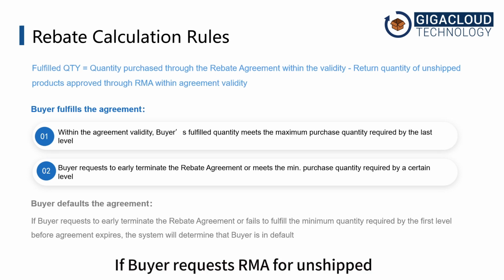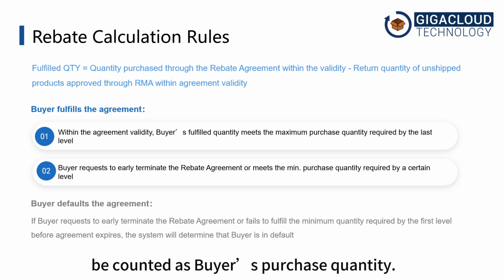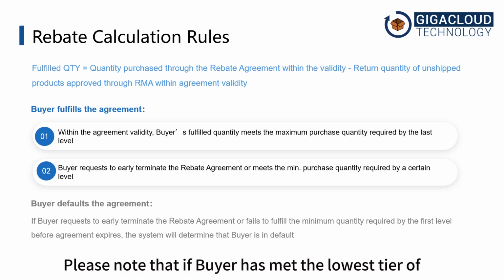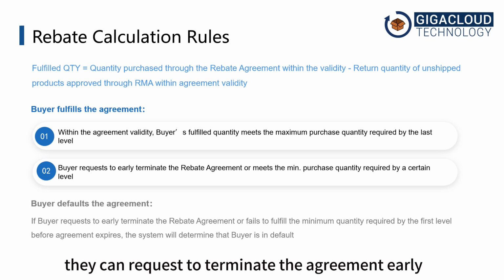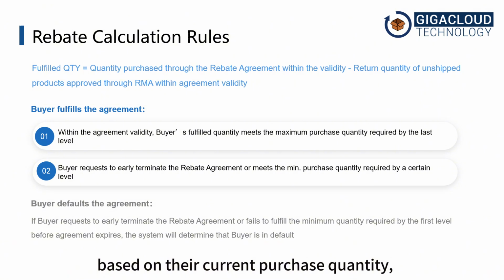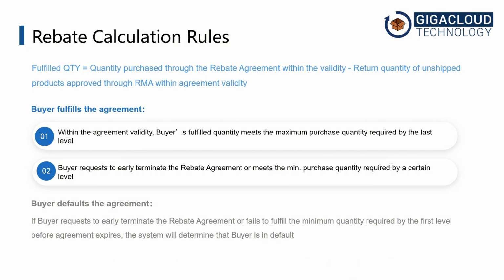If the buyer requests RMA for unshipped product within the agreement period, then the corresponding RMA quantity will not be counted as the buyer's purchase quantity. Please note that if the buyer has met the lowest tier of minimum purchase quantity for the rebate agreement, they can request to terminate the agreement early and collect the rebate amount based on their current purchase quantity, instead of waiting for the agreement period to end.